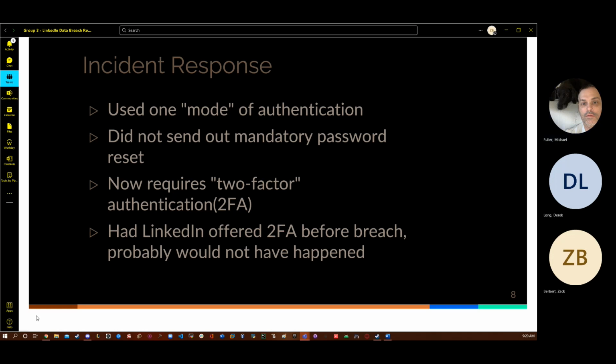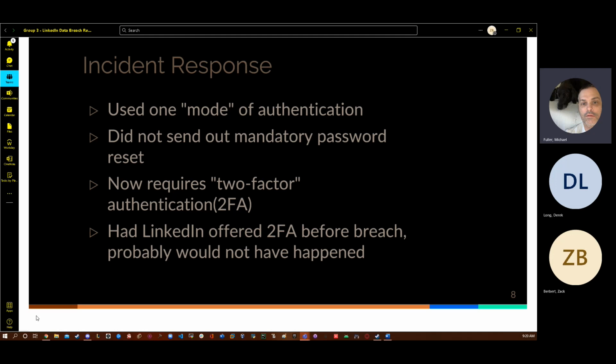The other part of the response that was kind of a little bit amiss. I don't know if they just didn't really have the tools to understand what they had lost, but some people believe they really could have reacted better by maybe sending out a mandatory password reset for everybody and just explaining what happened.